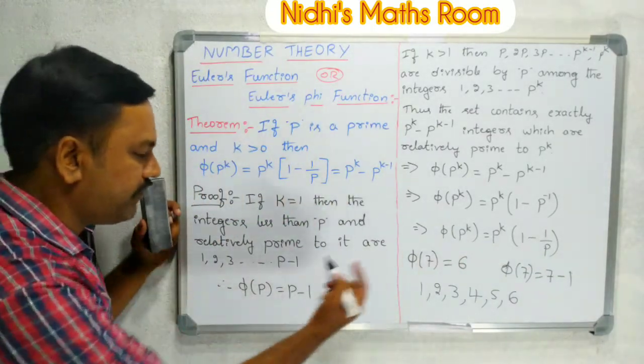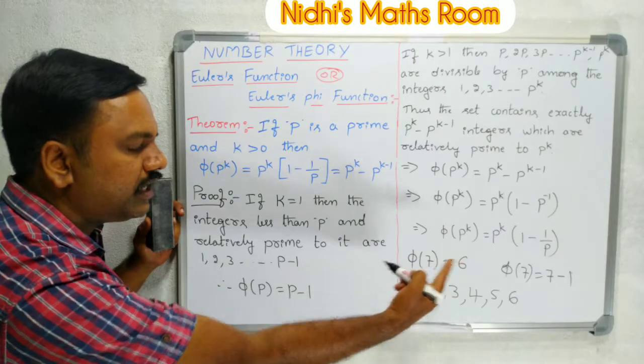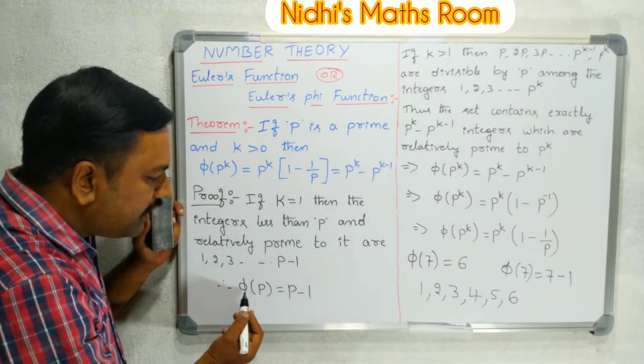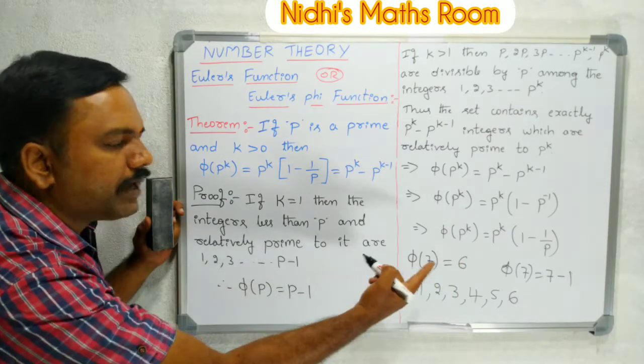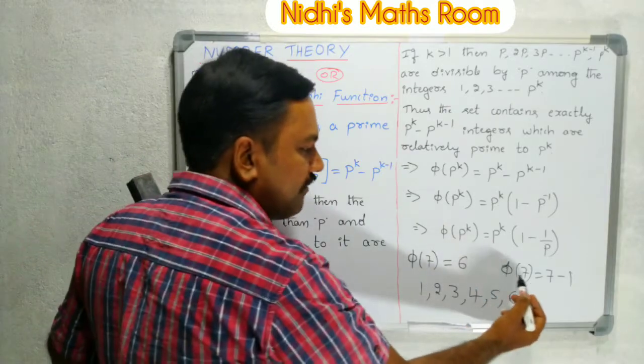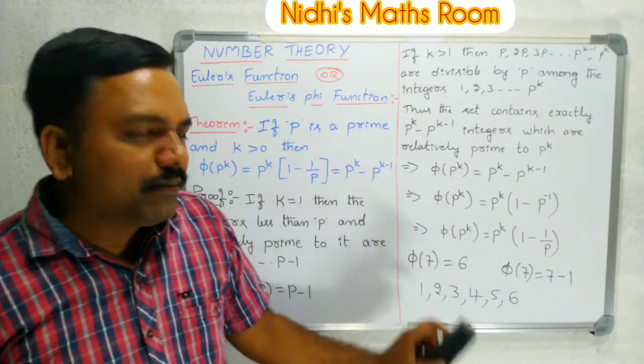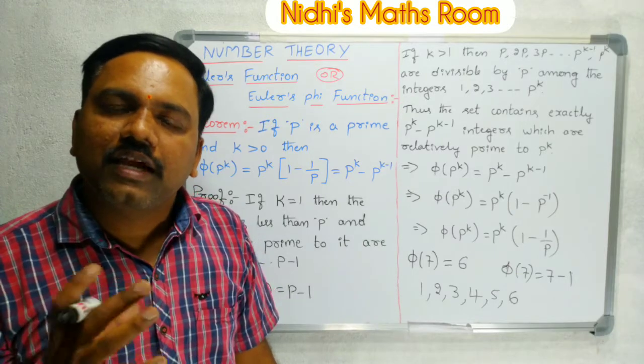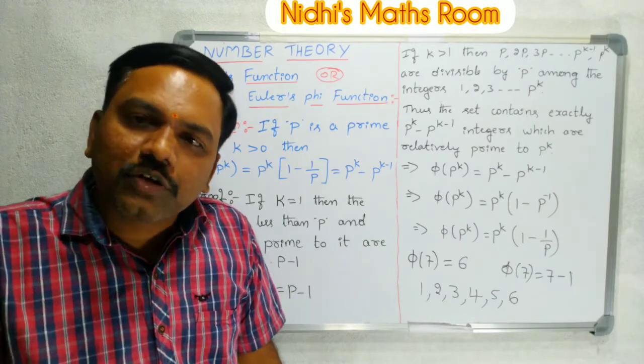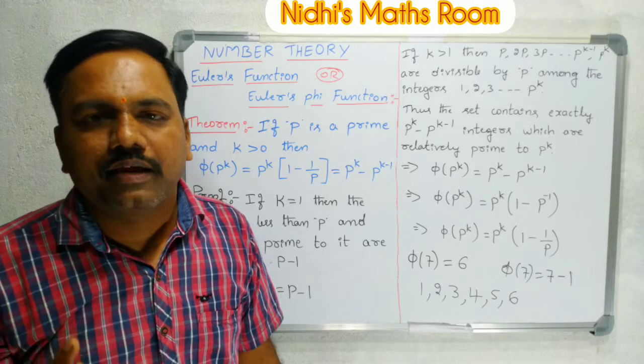Same as it is. φ of p is nothing but p minus 1, right? If p is prime, then φ of p is equal to p minus 1. Like that, φ of 7 is equal to 7 minus 1. See, if this is a prime number, then every number less than it is also relatively prime to it.